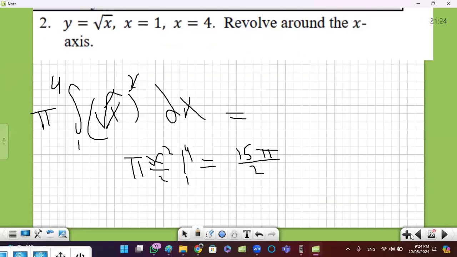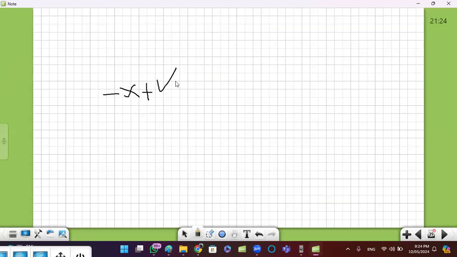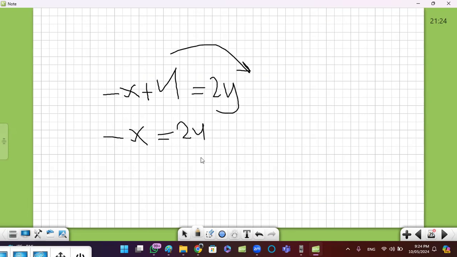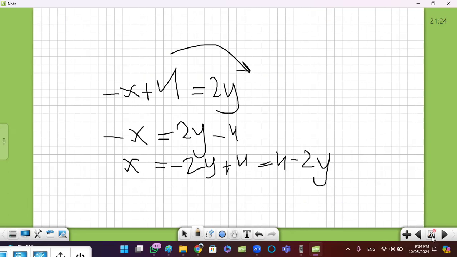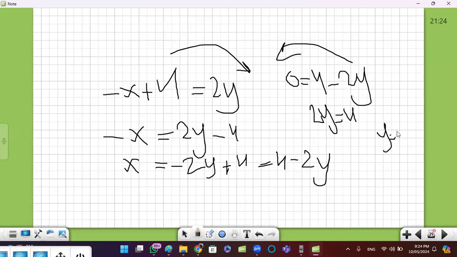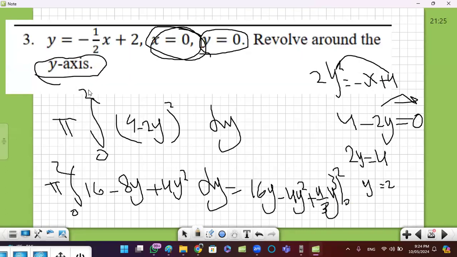Correct? Negative x plus 4 equal to y. Send the 4. Negative x equal to y minus 4. So x equal negative 2y plus 4, that means 4 minus 2y. Okay, from here x equal 0. So I put here 0 equal 4 minus 2y. Send 2y. 2y equal 4. y equal 2. So from 0 to 2, I put this power 2. Okay, so I made the integral.